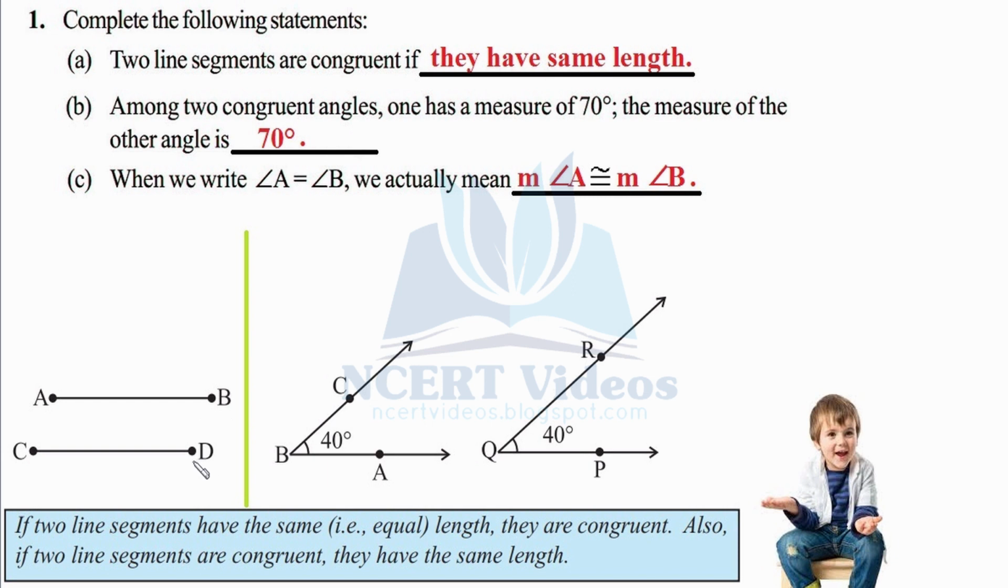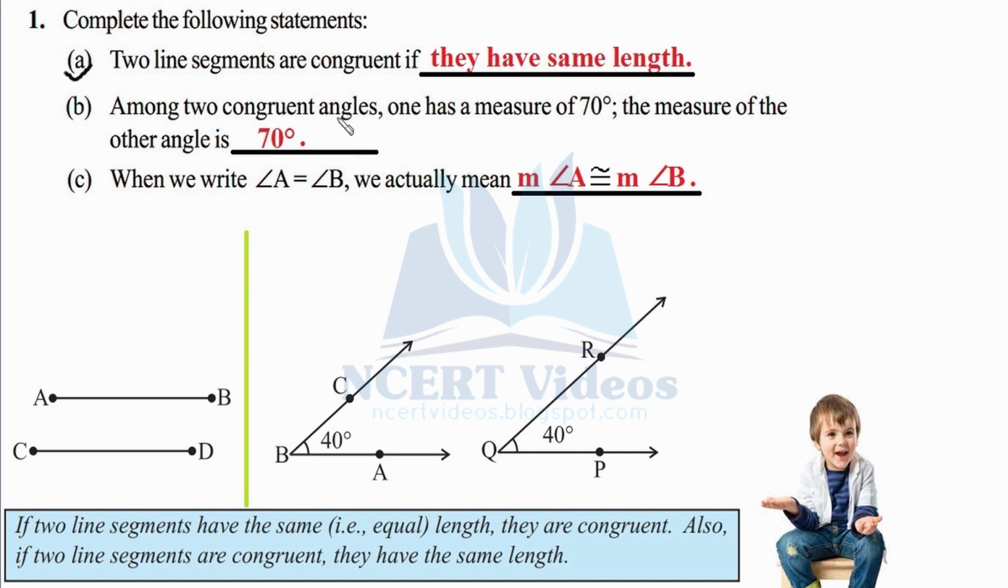So that means congruent. And for lines, we have studied in this exercise, if two line segments have same or equal length, as was the case here, and also the question is asking the same thing, they are congruent. Also, if two line segments are congruent, they have the same length. That is, the converse is also true. If you are given that a line segment is congruent to some other line segment, that means they have same or equal length. Therefore, the answer is they have the same length.